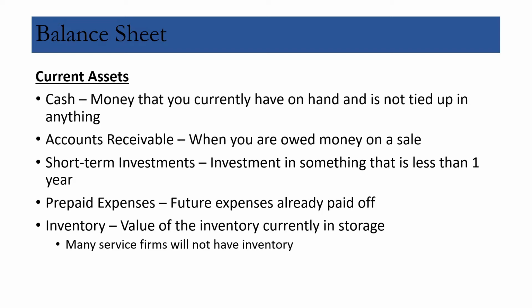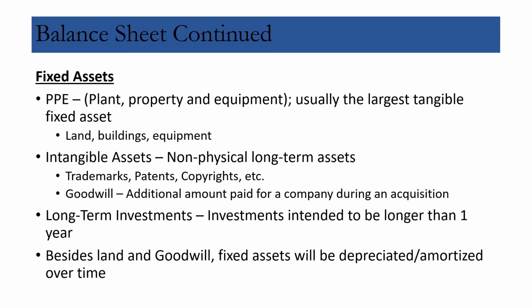Lastly, we have our inventory. This is obviously going to be the least liquid. Remember, this moves in terms of most liquid to least liquid. So at the bottom is going to be inventory in the current assets section. And this is the value of the current inventory that is in storage right now, or on your shelves or whatever it may be. And something just quick to note is that a lot of service firms will not have inventory just because they don't sell physical products. So that's always a benefit of a service firm.